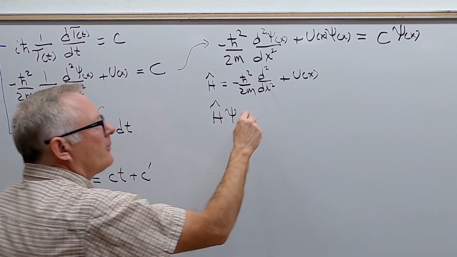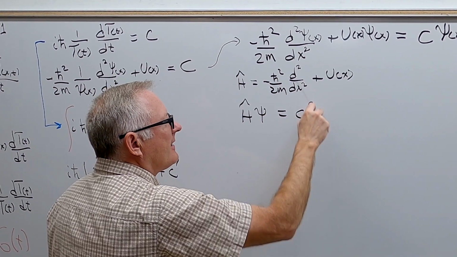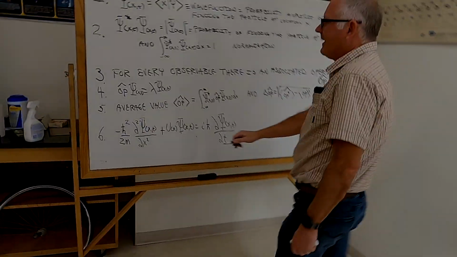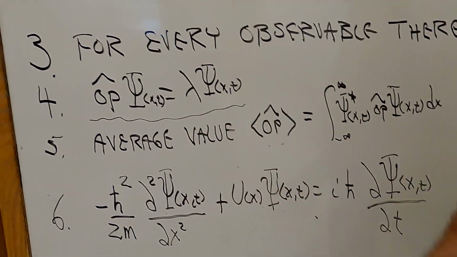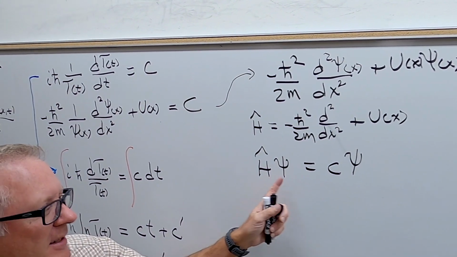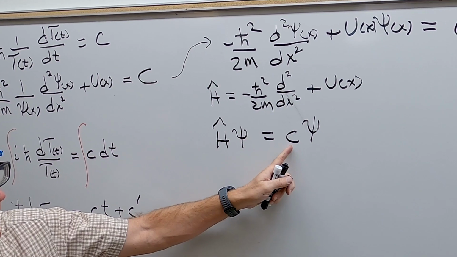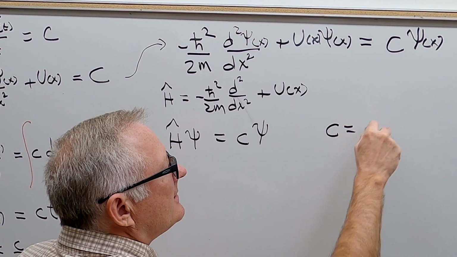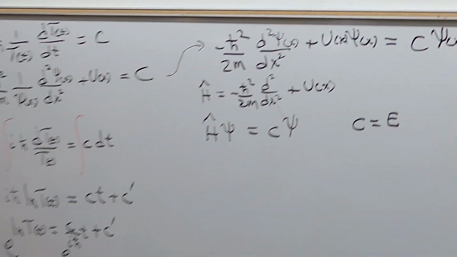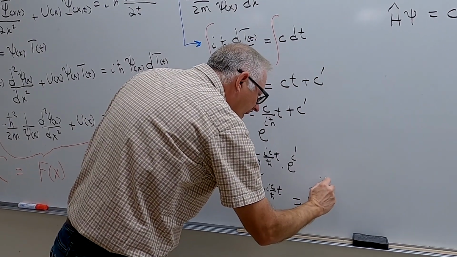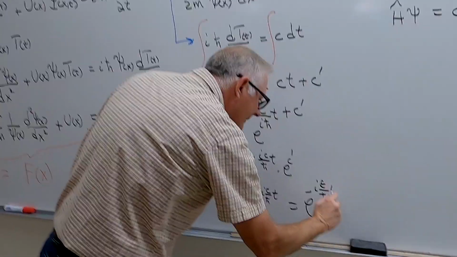And what do we have over here? On the right-hand side, we have C acting on psi. Well, that just looks like our eigenfunction, eigenvalue equation. If I apply the energy operator on psi, I should get the energy values times psi. So C is the energy. So I can come down to here, and we know what that C is. That's e to the minus iE over h bar t.